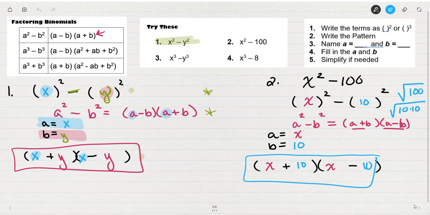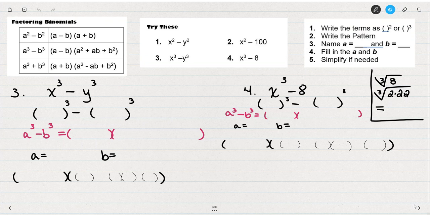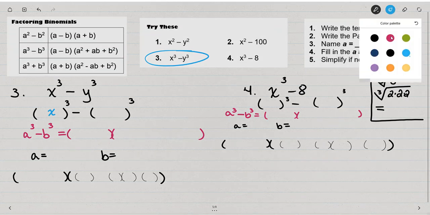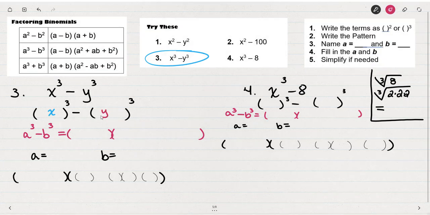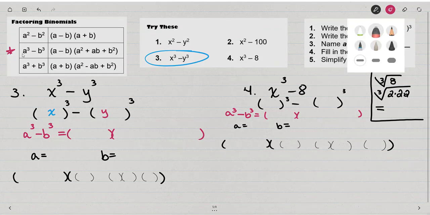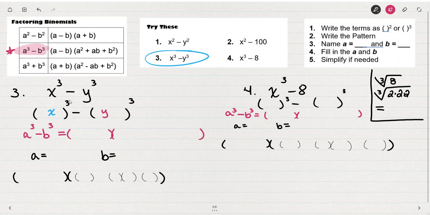Let's try another example, number 3. Here we have x cubed minus y cubed. So we have an x and a y again. So I'm going to write the pattern. I'm going to choose this a cubed minus b cubed. If you're wondering, why did I choose that pattern? I chose this pattern, the a cubed minus b cubed, because 1, we have 2 cubes, and 2, it's a difference, a subtraction. So that's why I choose the a cubed minus b cubed.